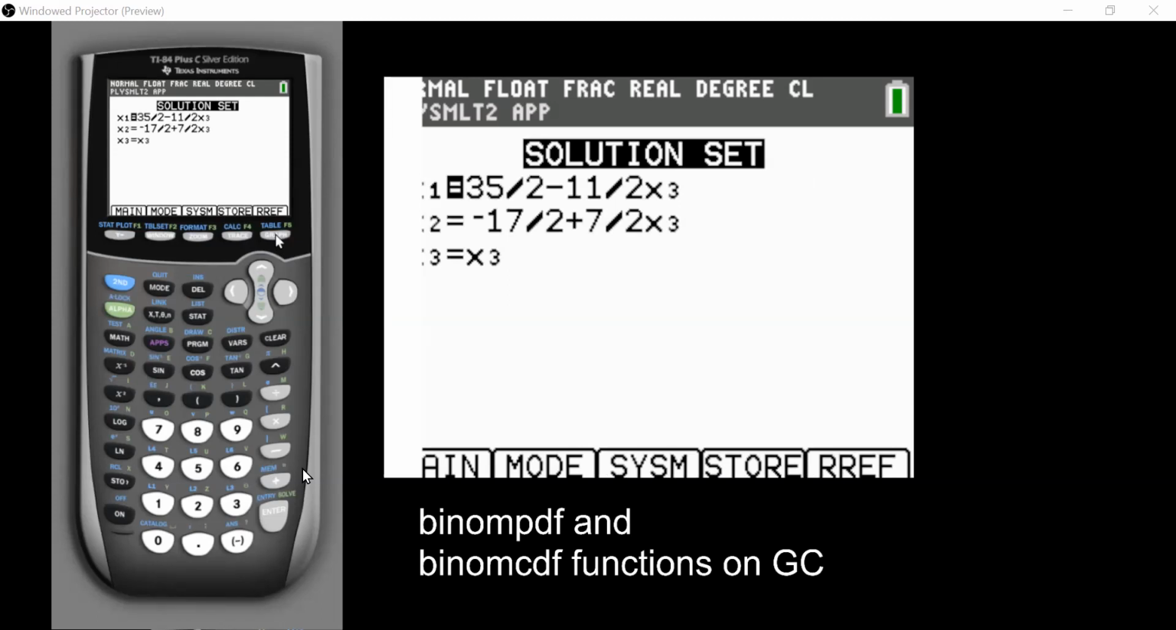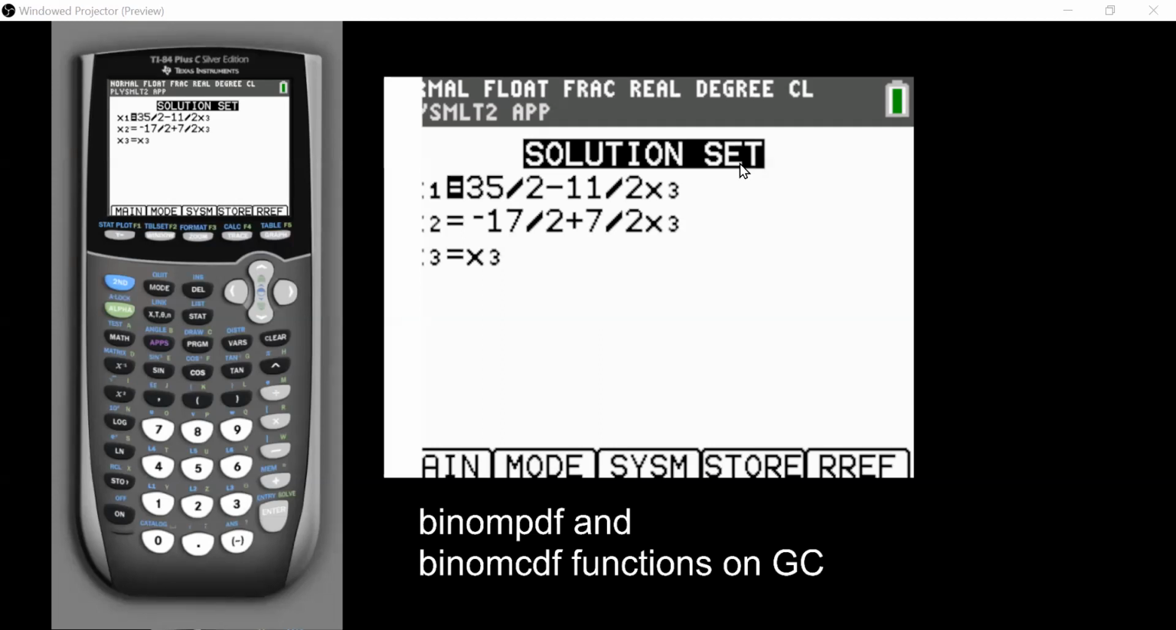What do you get? You get a bunch of things. Let me just copy this down. So what I have is, sorry, give me some time to copy this down. 35 over 2 minus 11 over 2 x3, negative 7 over 2 plus 7 over 2 x3, and then the last one says x3. You have a 1, 2, 3. Let me just change my screen back to my iPad so I can annotate.